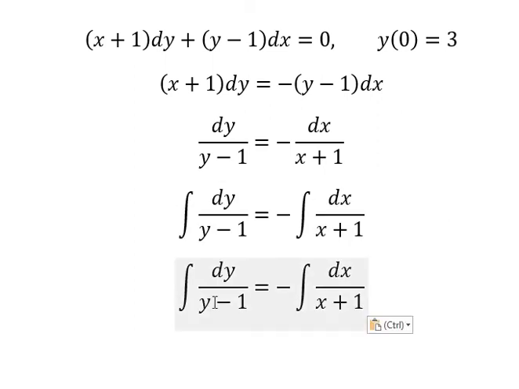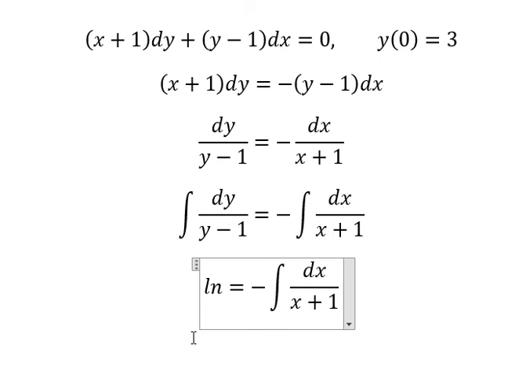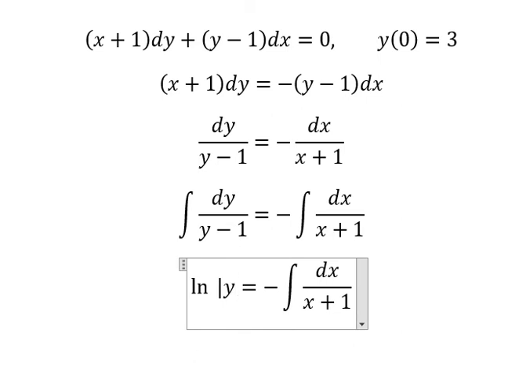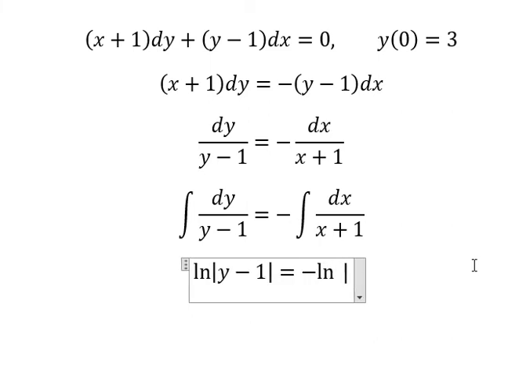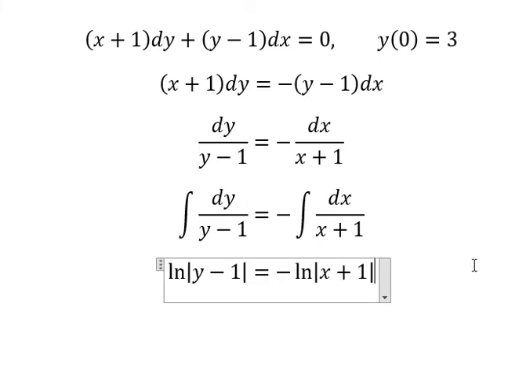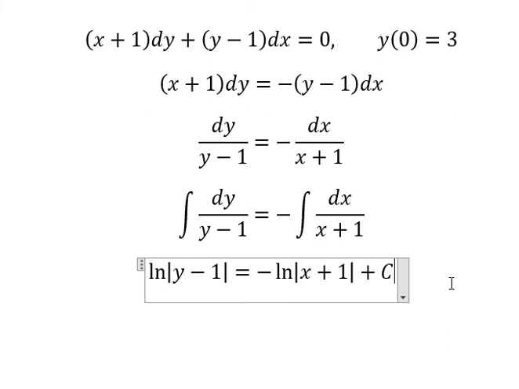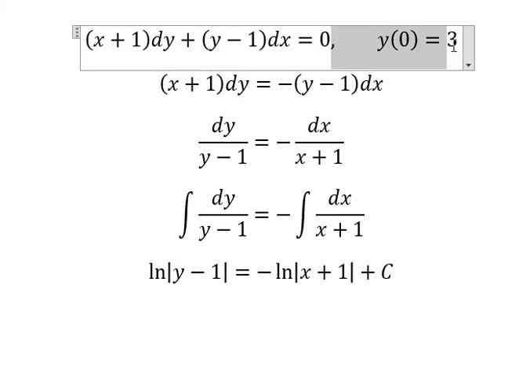Next, the integration of this one, we have ln of the absolute value of y minus 1. The integration of this one, we have ln of the absolute value of x plus 1, and we put about c. Now we have the conditions.